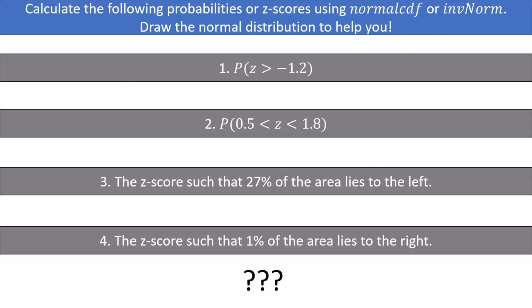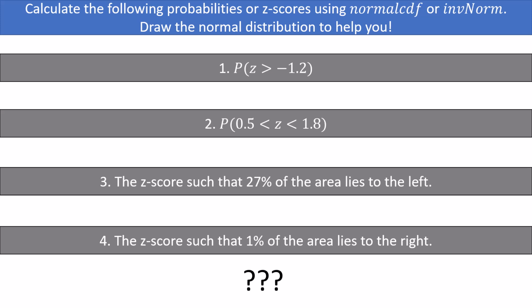Alright, here are a few problems for you to try. You are asked to calculate the following probabilities or z-scores using normal CDF or inverse norm. Draw the normal distribution to help you. So the first two problems you'll be using normal CDF to find the probability, and for the last two you will be using inverse norm to find the z-score. Now recall that you need the area to the left for the inverse norm problems. So if you are given the area to the right, you're going to have to find the complement of the value that is given to plug into inverse norm. So just keep that in mind.